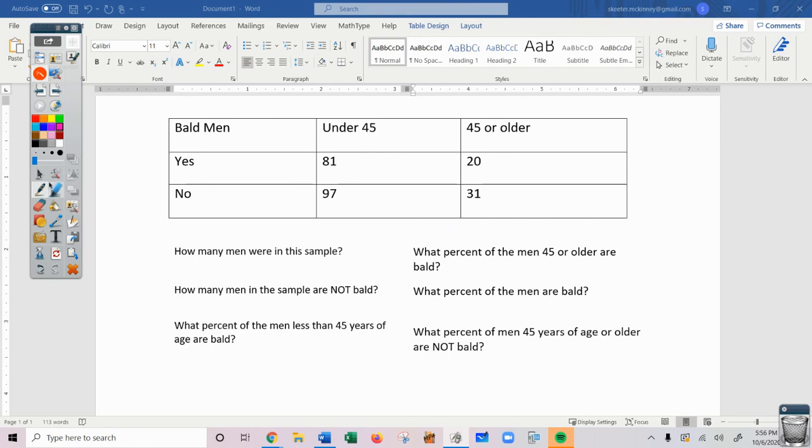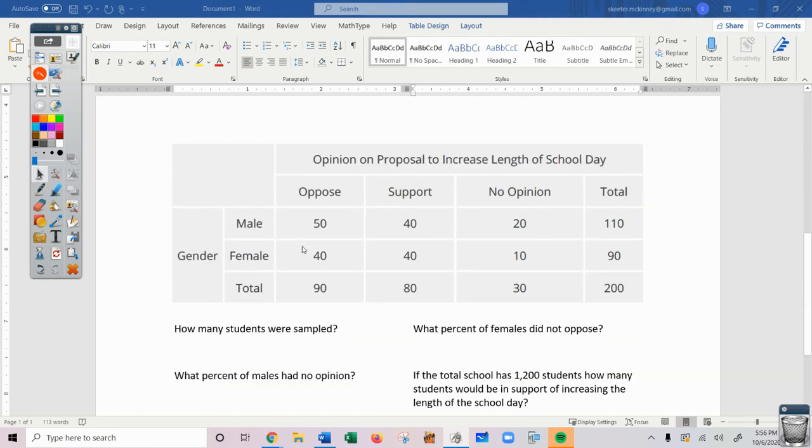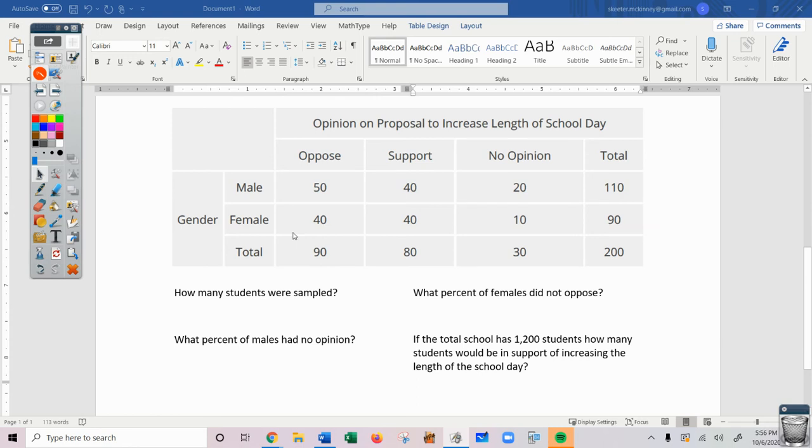So we have another table down here that we are going to look at just to show a new representation. This is another frequency table, and this table gives us a little bit more information and is actually a little bit more helpful because they were super nice and calculated the totals for us. So in this frequency table, there was a proposal given to increase the length of the school day. And the school took a survey, a random sample of students, and asked some males, asked some females, and looked to see if they opposed extending the school day by 30 minutes, if they supported it, or if they didn't have an opinion at all.